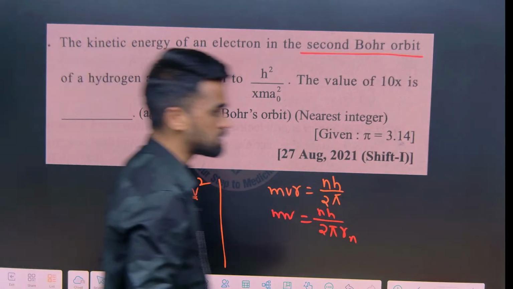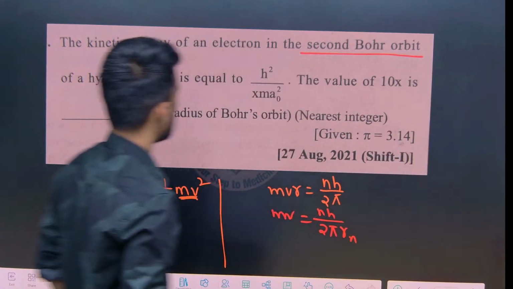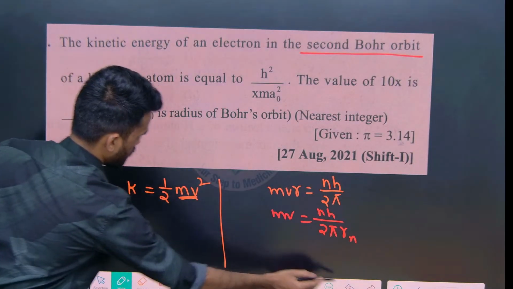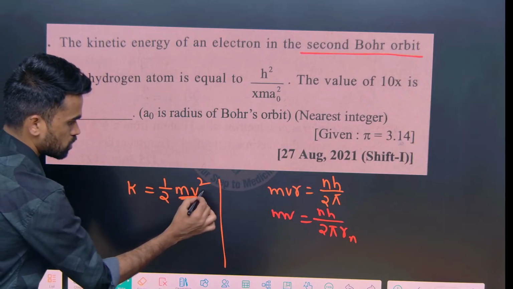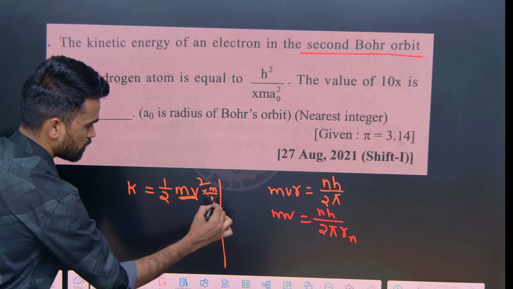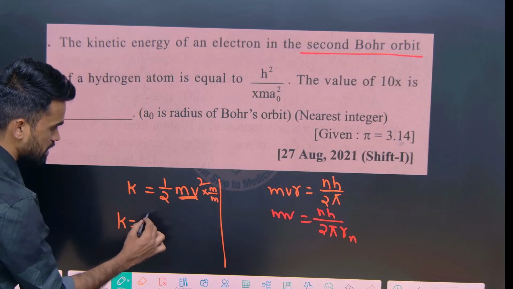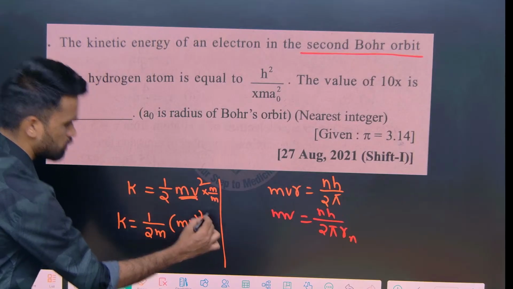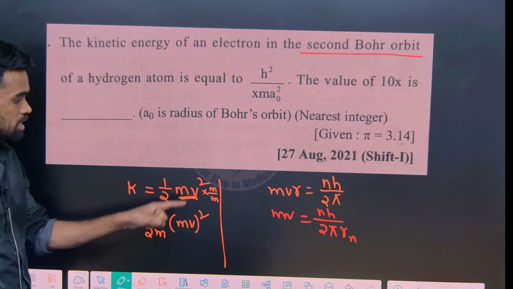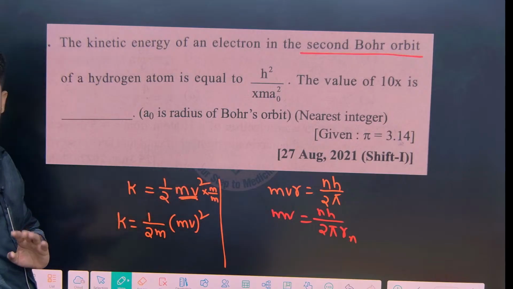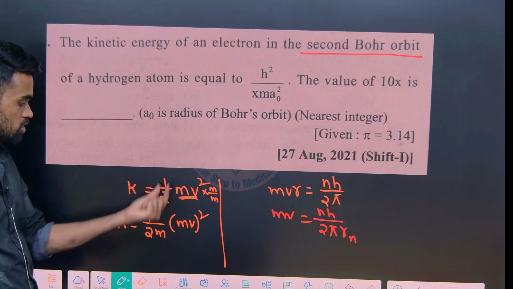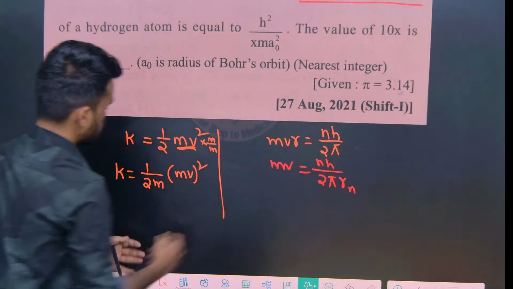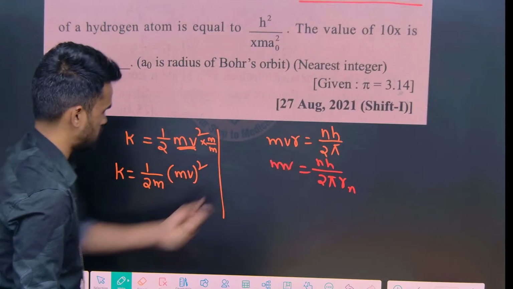Now what happens, tell me? I am multiplying and dividing with m. So now K becomes 1 by 2m into mv whole square. Hope up to here it is clear. We divided with mass and multiplied with mass in the kinetic energy equation, so 1 by 2m into mv whole square we got. So now wherever I have mv, I can place that.